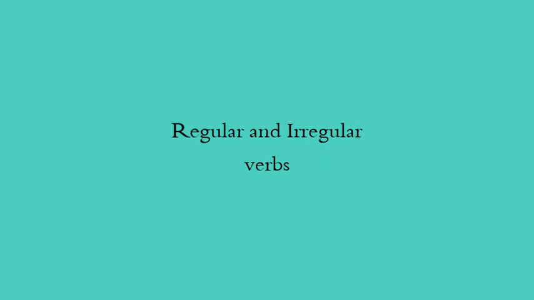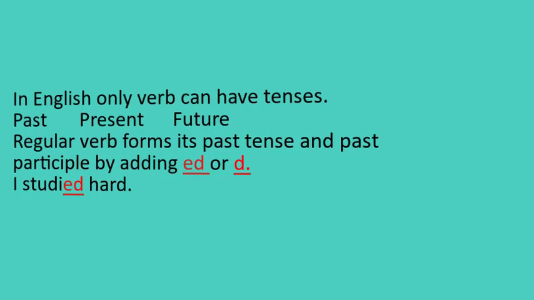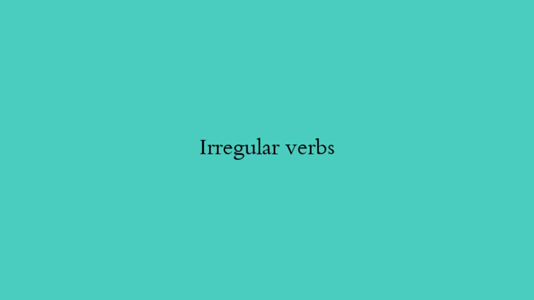Regular and irregular verbs. In English, only verbs can have tenses: past, present, future. A regular verb forms its past tense and past participle by adding ed or d. Example: I studied hard. Irregular verbs.